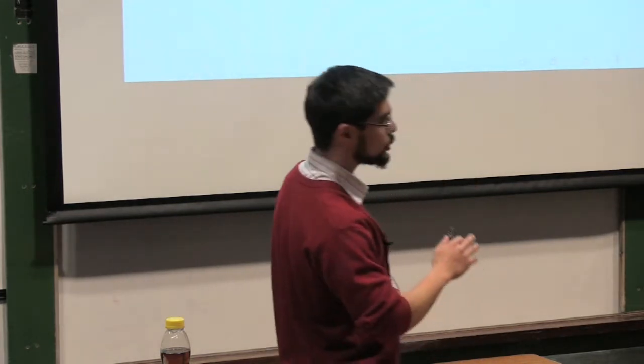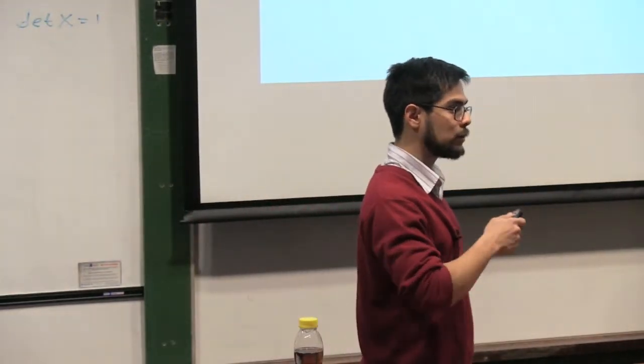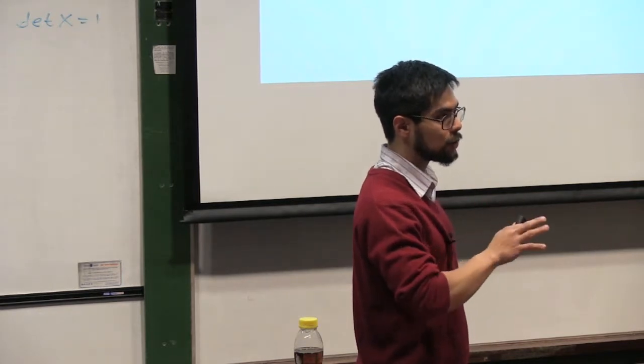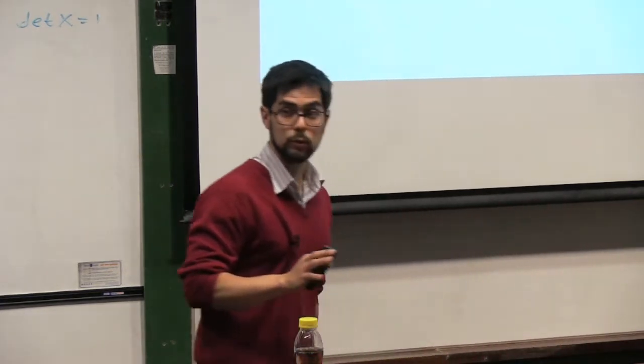So I'm thinking that we have some trivial PSL2R bundle over the surface, and we have some flat connection, and I'm parametrizing these connections as some one-forms with values in the Lie algebra of this group.